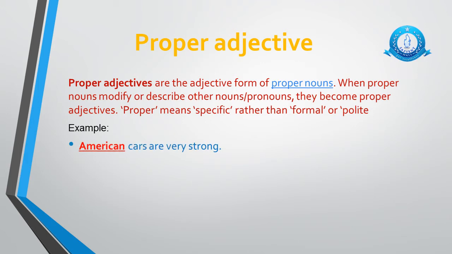American cars are very strong. Chinese people are hard workers. Now you see, American comes from America, which is a proper noun. Chinese comes from China, which is also a proper noun. I love KFC burgers. Now, in all these examples, American, Chinese, and KFC are proper adjectives.